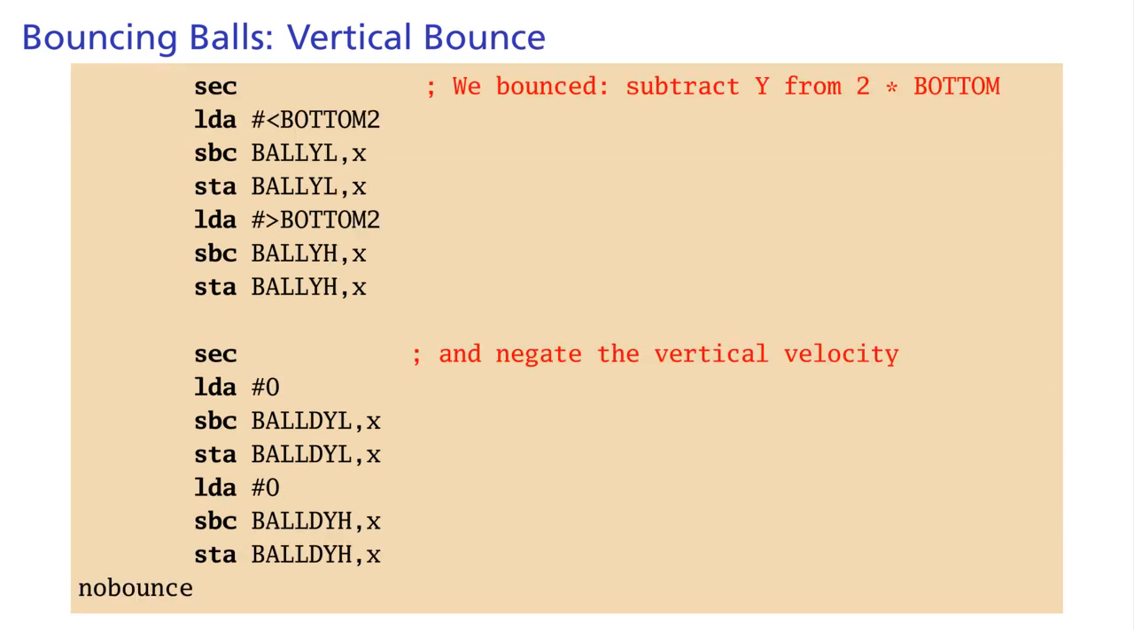Since we may be moving quickly near the bottom of the screen, the simple reverse velocity procedure we use for horizontal movement doesn't work here. Instead, we reflect the vertical position around the bottom line by subtracting the y value from twice the value of bottom. Why twice? If y is just a little more than the bottom position, twice bottom minus y is just a little bit less than the bottom position, as desired. Finally, we negate the vertical velocity by subtracting it from 0. Both these instruction sequences illustrate the standard way to subtract 2 16-bit numbers.